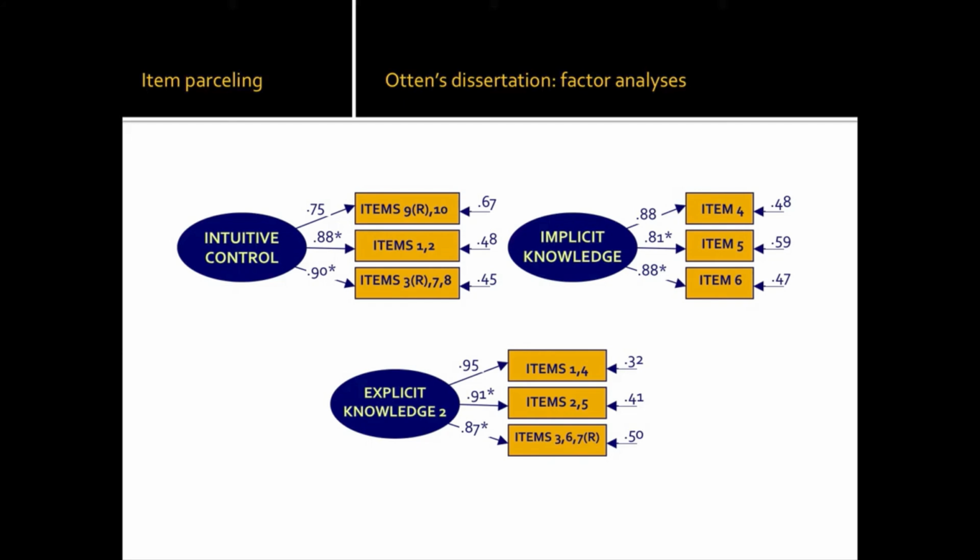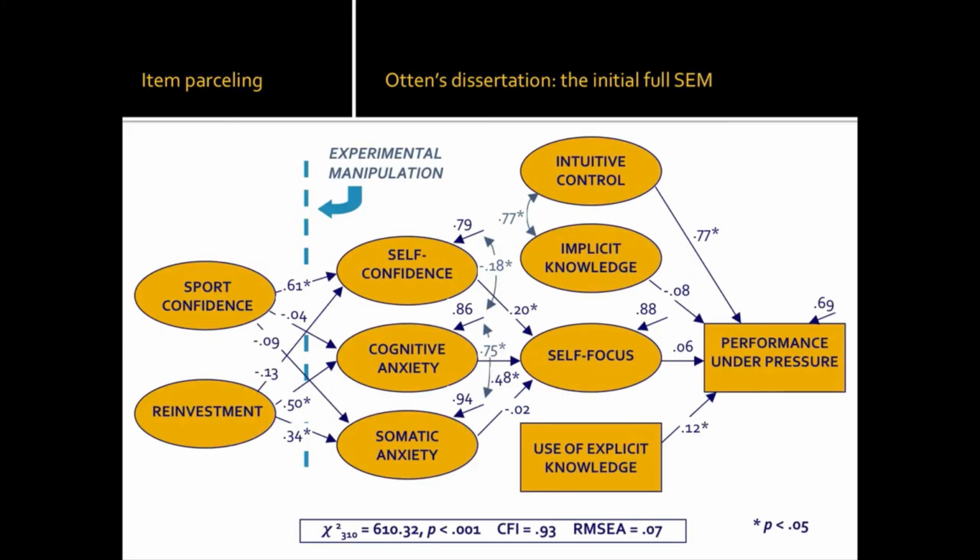This is what it turned out to be. There were some loadings here, and in particular some regression coefficients that came out to be much greater or much less than expected. But the focus here was on the right side of the diagram, in particular intuitive control with a 0.77 predicting performance under pressure.